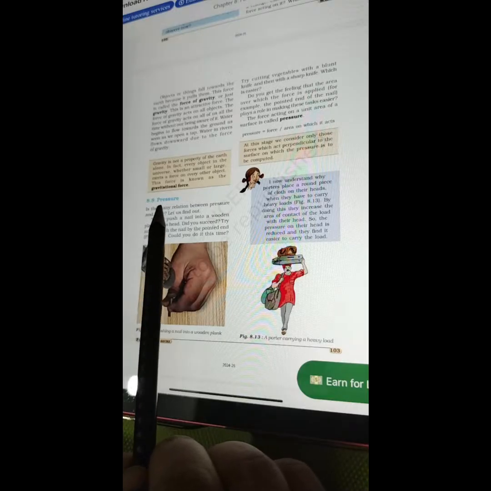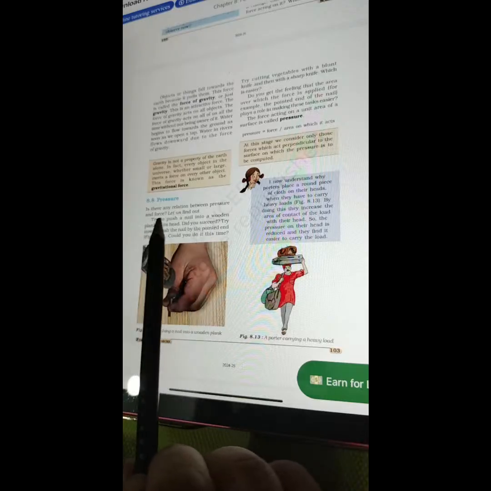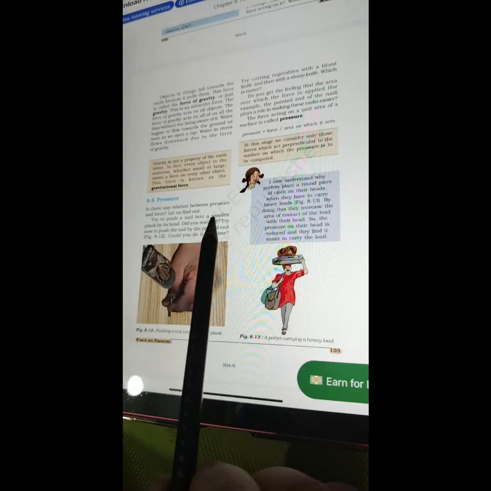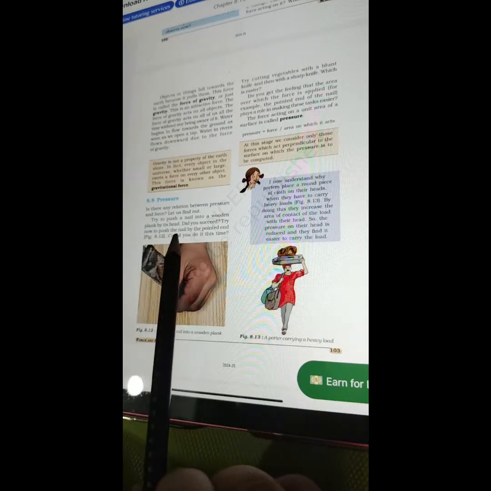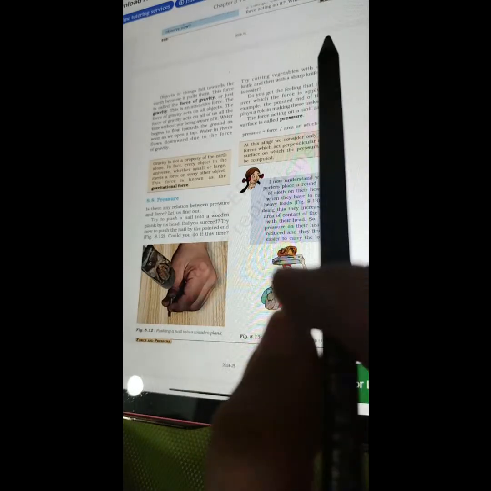8.8 Pressure. Is there a relation between pressure and force? Let us find out. Try to push a nail into a wooden plank by its head. Did you succeed? Try now to push the nail by its pointed end, figure 8.12. Could you do it this time?